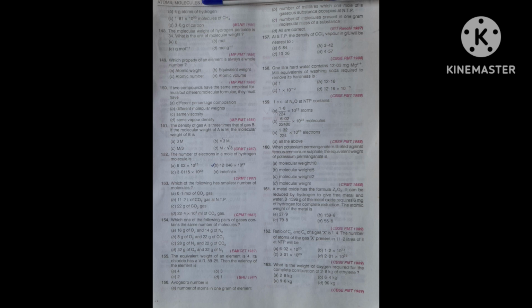Correct? Avogadro number divided by 2 into 2, the 2 will be cancelled, only Avogadro number remains. It means 6.02 into 10 to the power 23 atoms. And the correct answer will be option A. Correct? Option A, 6.02 into 10 to the power 23 atoms. Option A is correct.